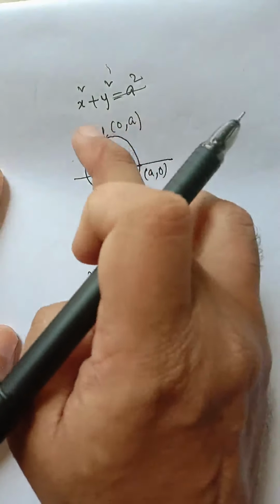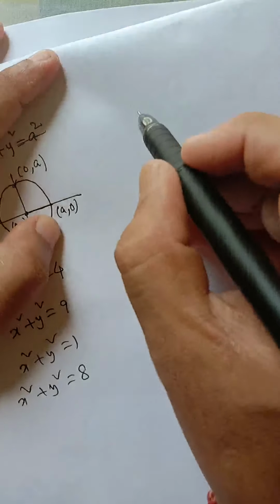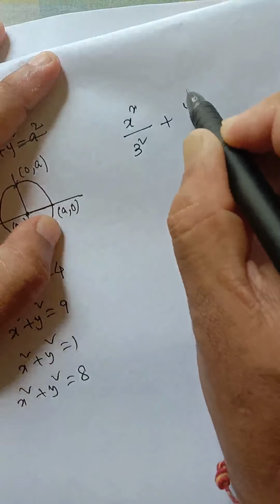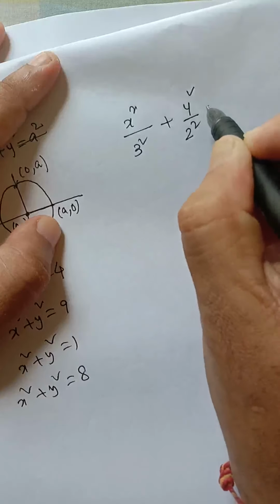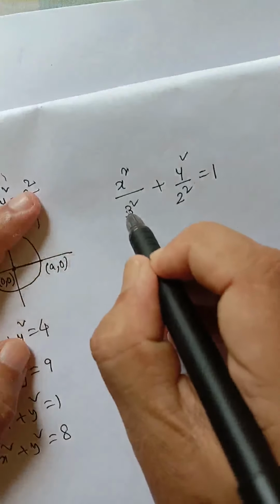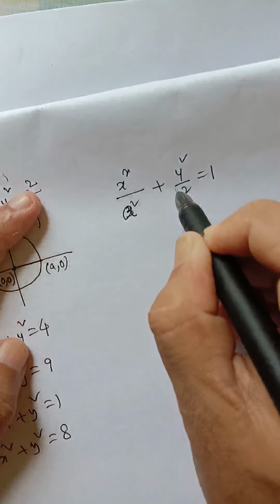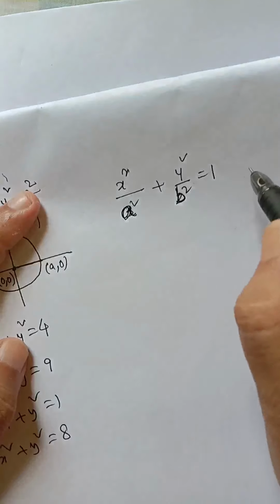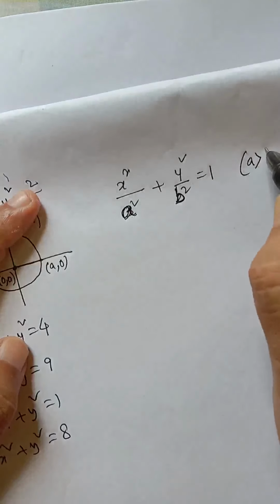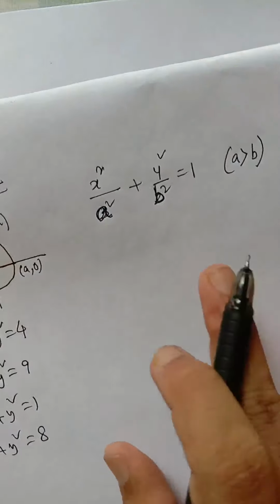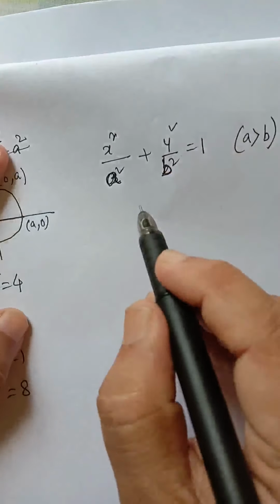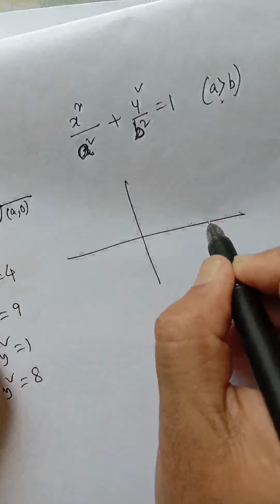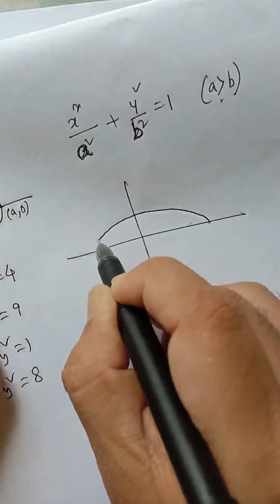Okay, suppose x square by 3 square plus y square by 2 square equal to 1. Or let me generalize: x square by a square plus y square by b square equal to 1, where a is greater than b. Now this is the equation of an ellipse. Its rough sketch is, as a is greater than b, like this.